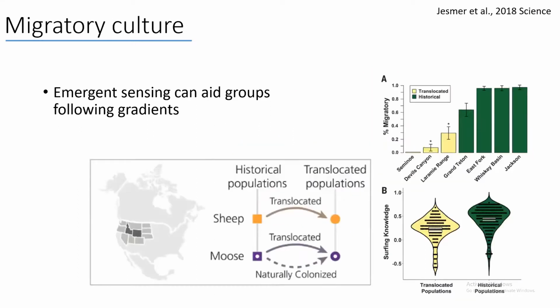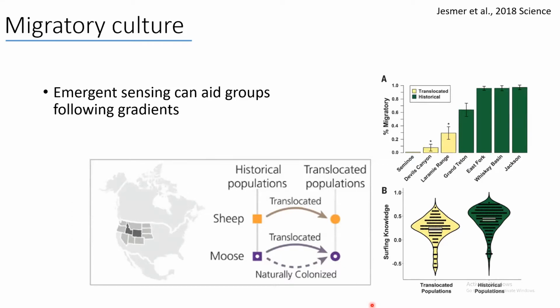In addition, some of these patterns of surfing resource waves seem to have a bit of a migratory culture to them. And it's been suggested that emergent sensing might be able to aid groups in following such gradients. And what we see here is actually an accidental experiment where historical populations of sheep and moose were translocated from their original locations, and in some of the translocated individuals, they actually lost the ability to correctly surf a wave.